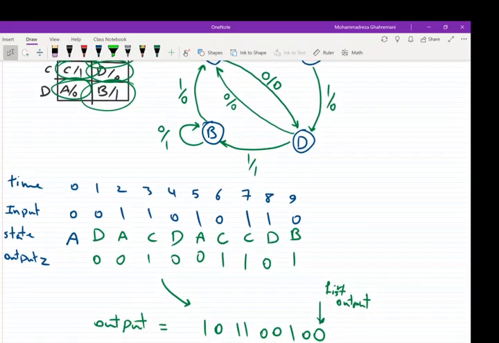In the next lecture, I will talk about the next model for analyzing the sequential circuits.